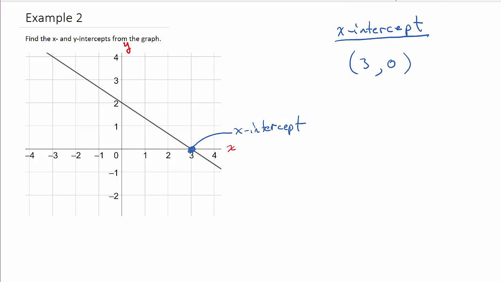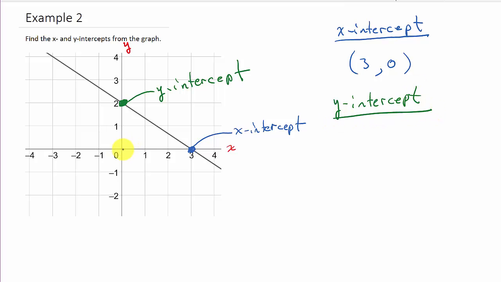Now let's find the y-intercept. Well, the y-intercept is right here. It's where the graph crosses the y-axis. Okay, so the y-intercept, well, what's the x-coordinate? Well, we didn't move left or right, did we? We stayed here. So the x-coordinate would be 0, and the y-coordinate we went up 2.